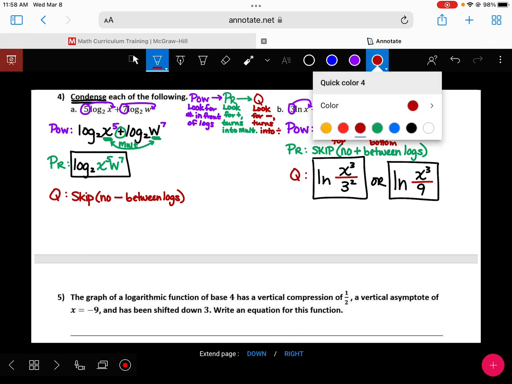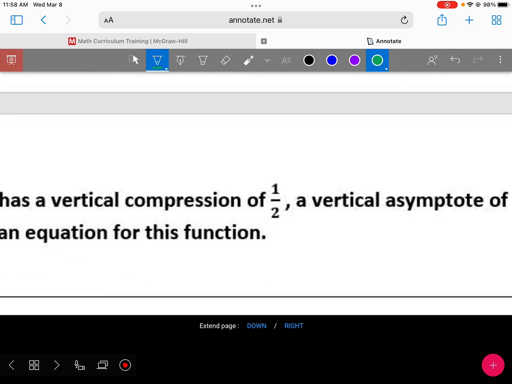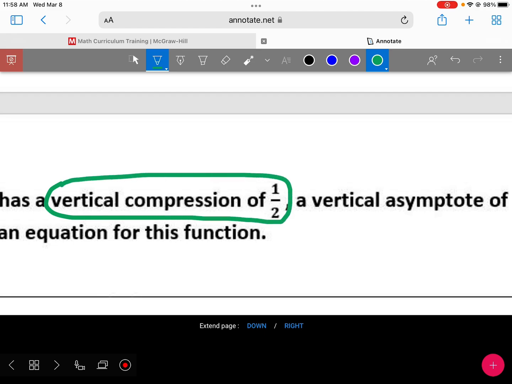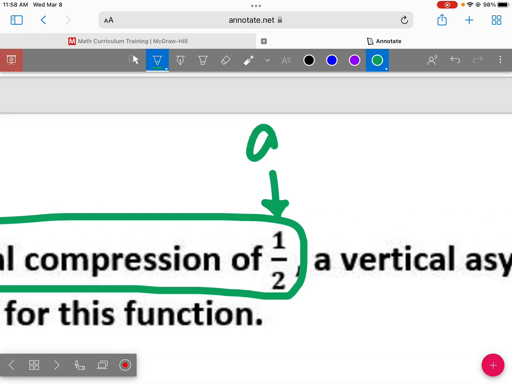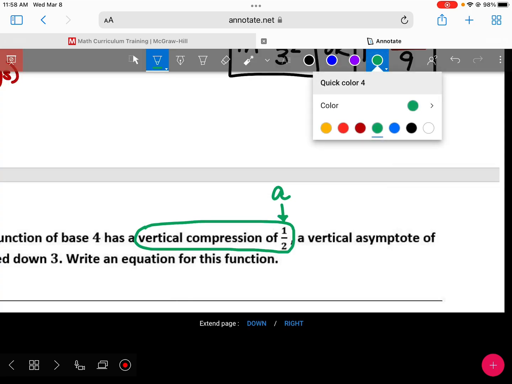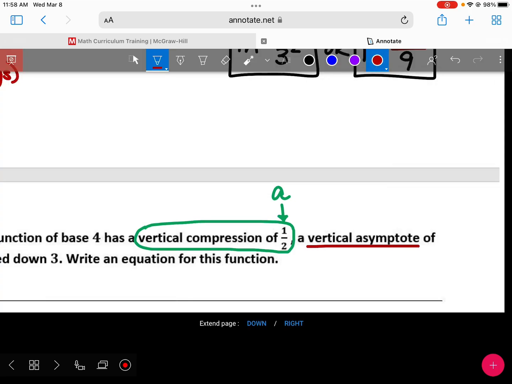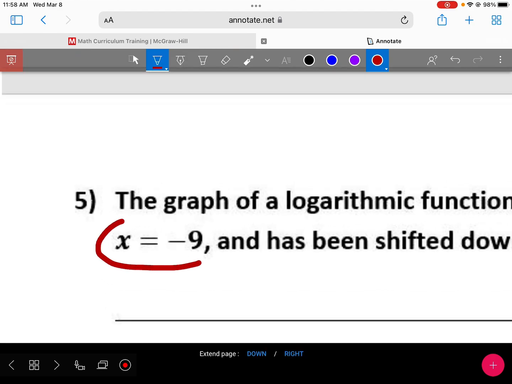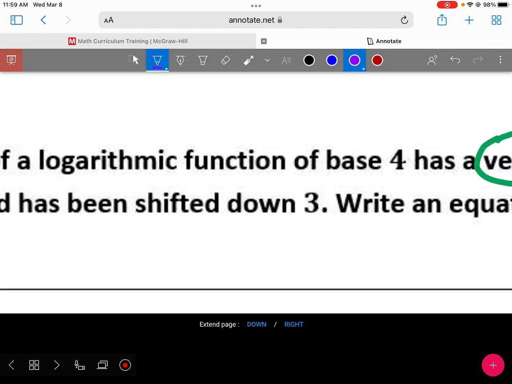What are they telling me when they say it has a vertical compression of 1/2? The A. That's the A value. It says it has a vertical asymptote of x equals -9. What are they telling me there? That's the H. That's our H value. Been shifted down 3. That's our K value.